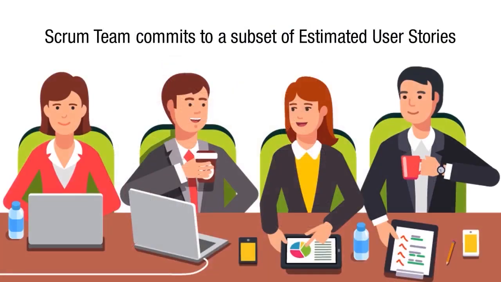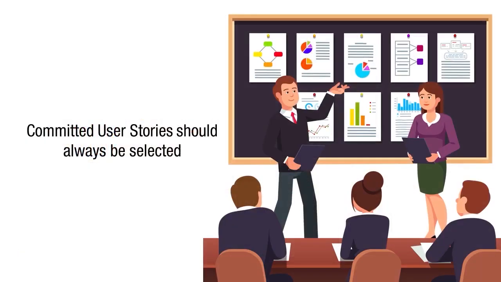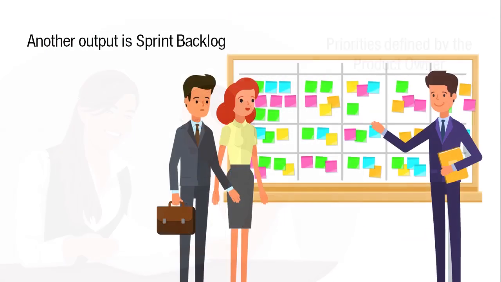The Scrum team commits to a subset of estimated user stories that they believe they can complete in the next sprint based upon velocity. The committed user stories should also be selected per the priorities defined by the product owner. Another output is Sprint Backlog.